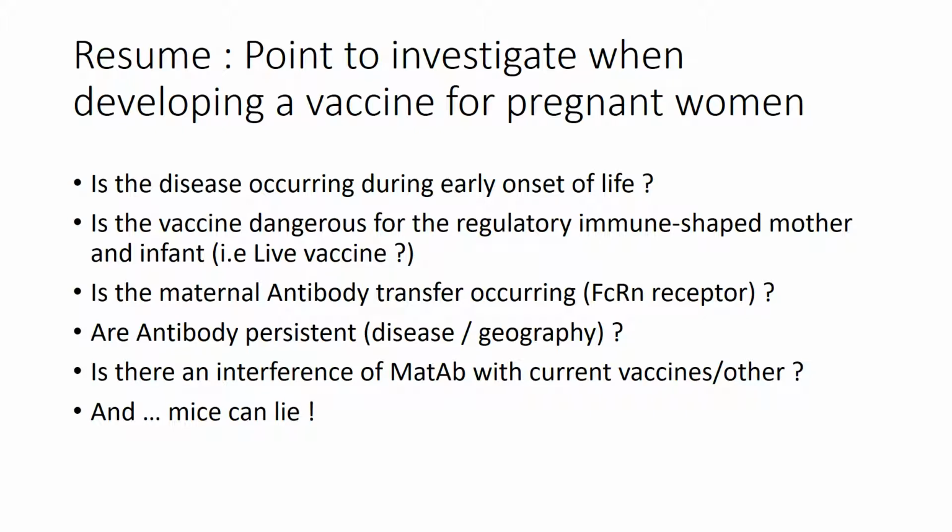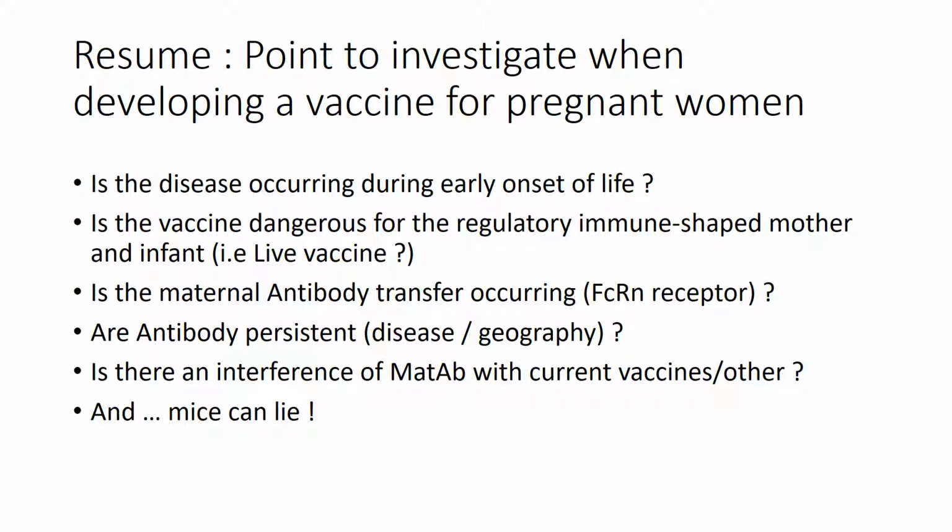Just here, a small break to resume what are the points to investigate when developing a vaccine for pregnant women. You should look at: is the disease occurring during early onset of life? So is it targetable by vaccine during pregnancy? Is the vaccine dangerous for the regulatory immune-shaped mother and the infant? For instance, live vaccines are still not marketed yet. Third, is maternal antibody transfer occurring?